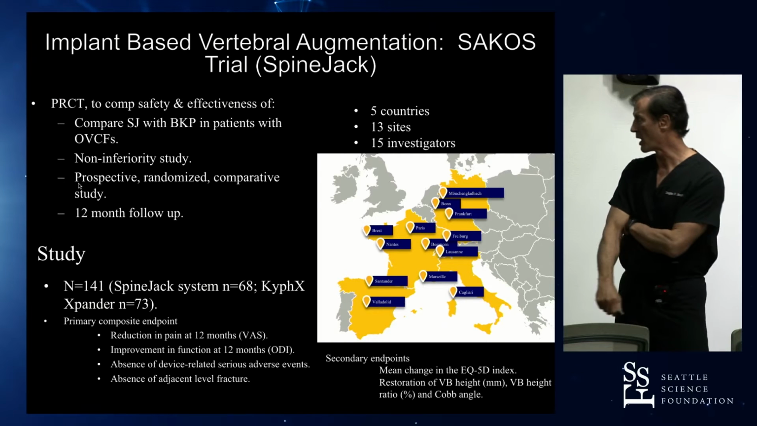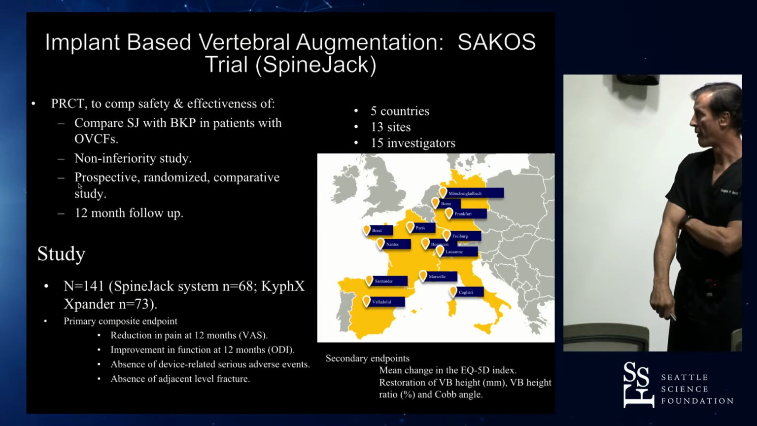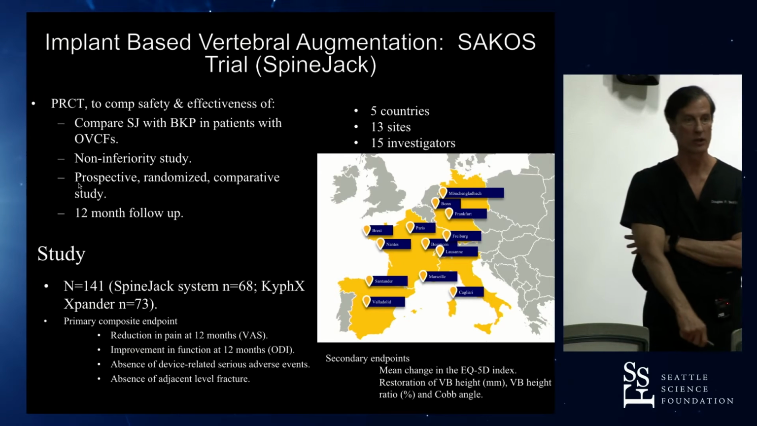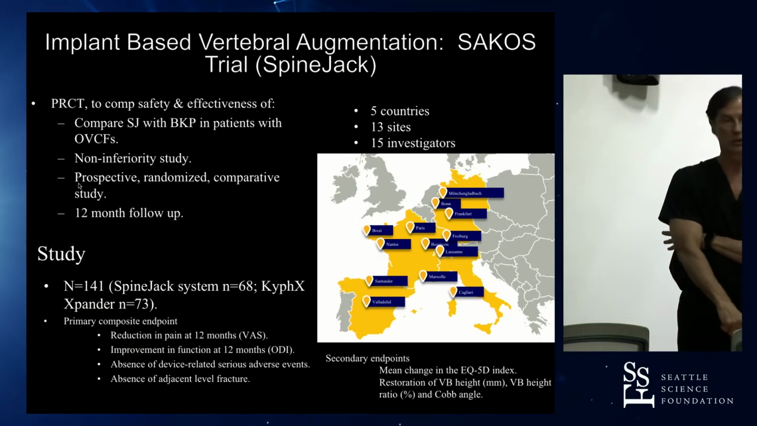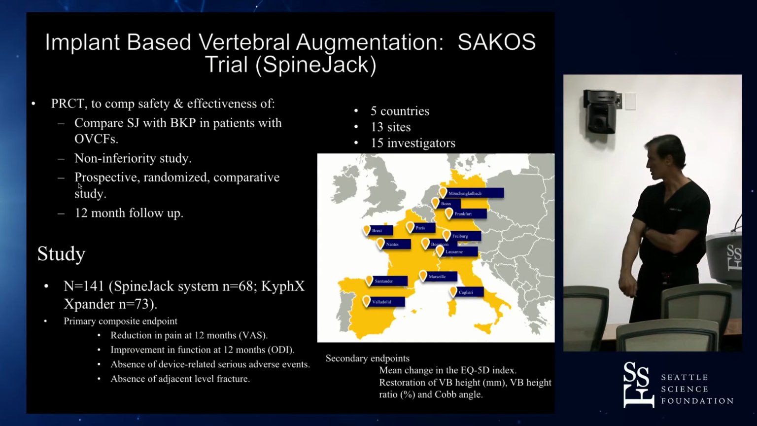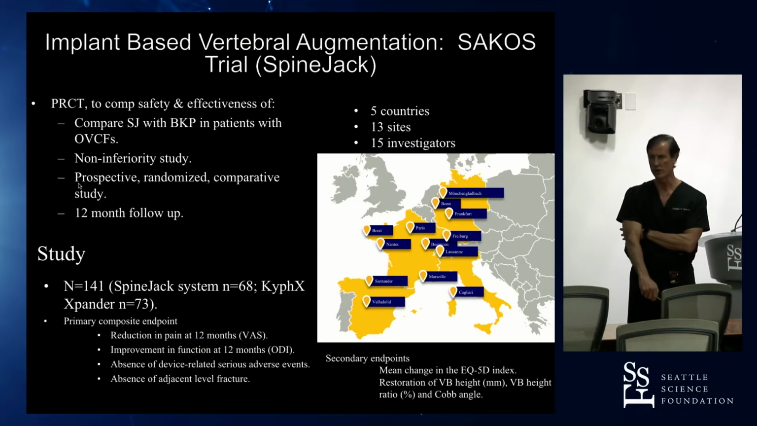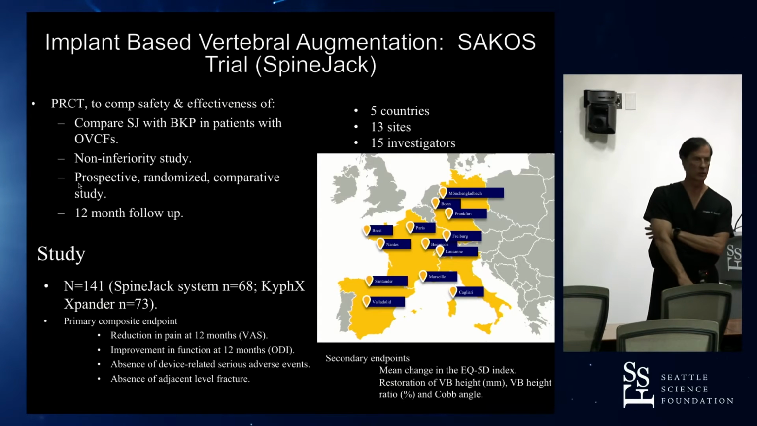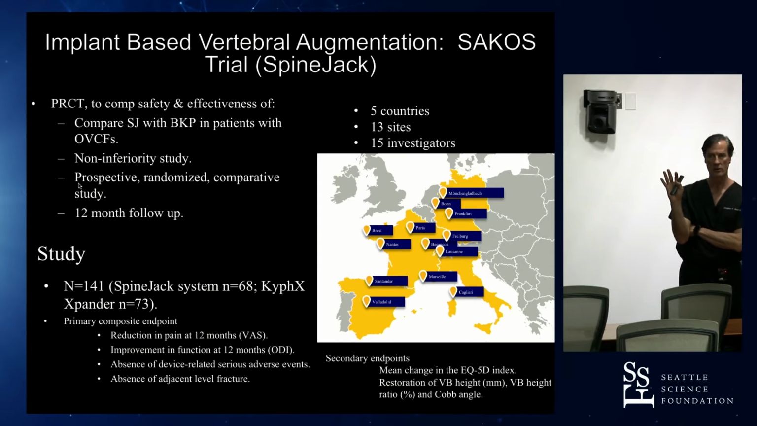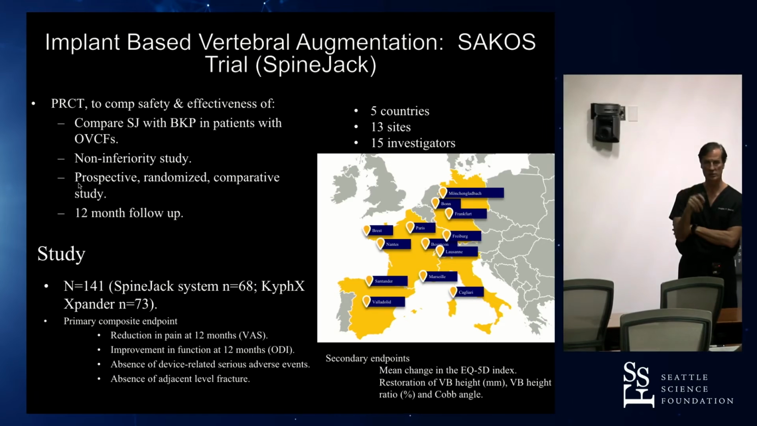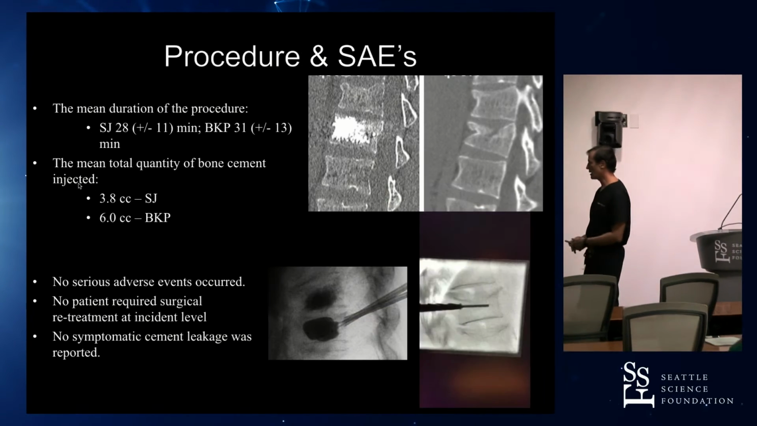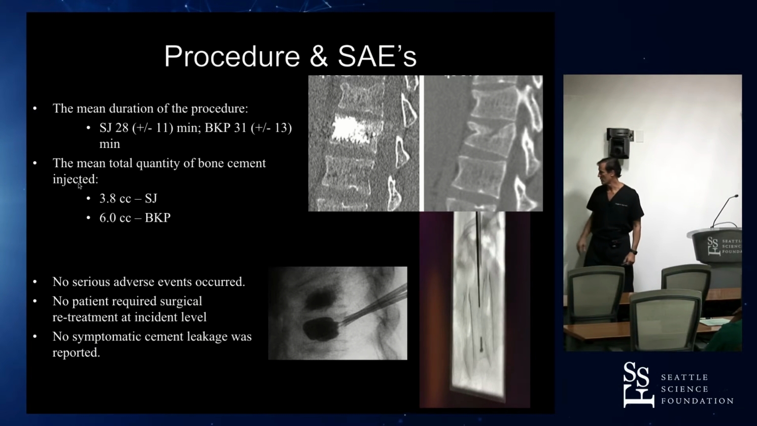This is the SAKOS trial. Referenced this yesterday. So 15 investigators, 13 sites throughout Europe, and this was a randomized controlled trial comparing SpineJack against balloon kyphoplasty. This is new data. This was just published this year by Noriega. David Noriega was the senior author on it. Has anybody read this paper or familiar with this data? Good, so it's new, and this is brand new. So, pain function, quality of life, and measurements, and, well, that's interesting.